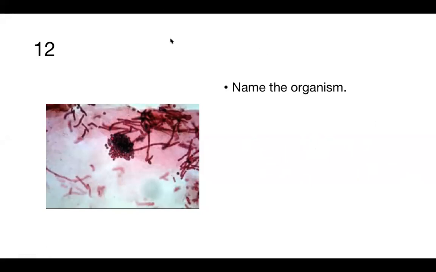Tinea versicolor is the condition caused by Malassezia furfur, and this is a dimorphic fungi. So there are two important morphologies you can clearly see: mycelial or hyphal form and rounded or yeast form. And that's why this is called spaghetti and cheese ball appearance.